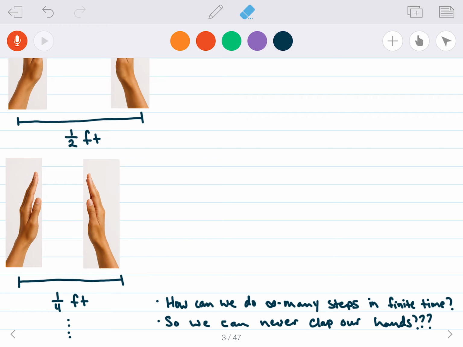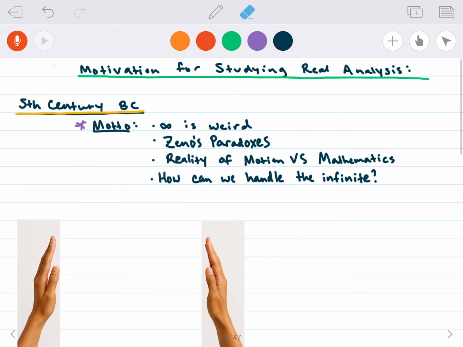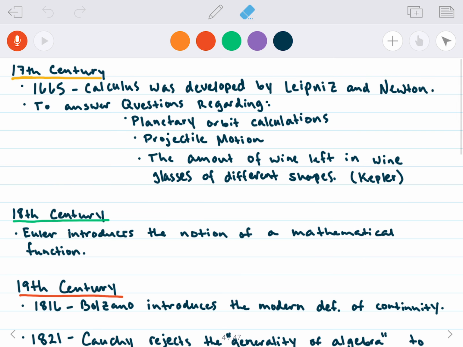These conflicting ideas between mathematics and physical reality are really what sparked a lot of interest in analysis and in calculus. So, how can we treat these series and these sequences in a rigorous way so that they make sense to us? How can we handle the infinite is really the motivation from before calculus was even discovered. How can we deal with infinity?